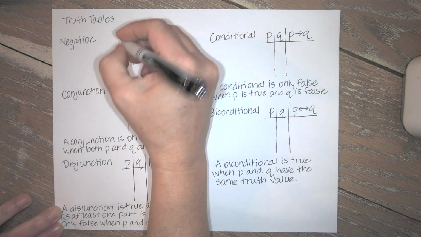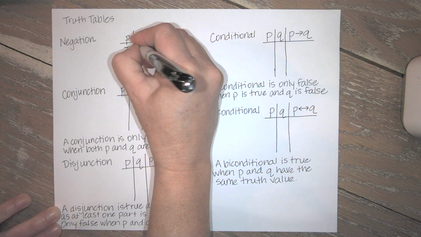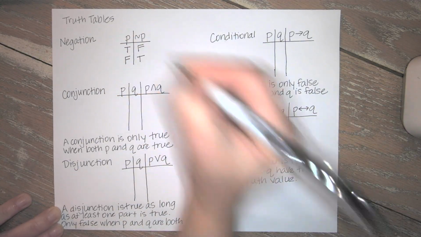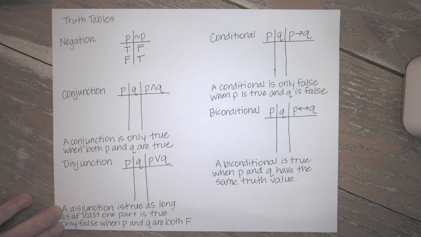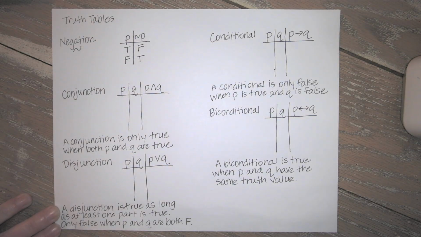If you negate it, it's going to change that truth value. So if it was true and you negate it, now it's going to be false. If it was false and you negate it, now it's going to be true. So that's the truth table for a negation. And the symbol for a negation is that little wavy line.